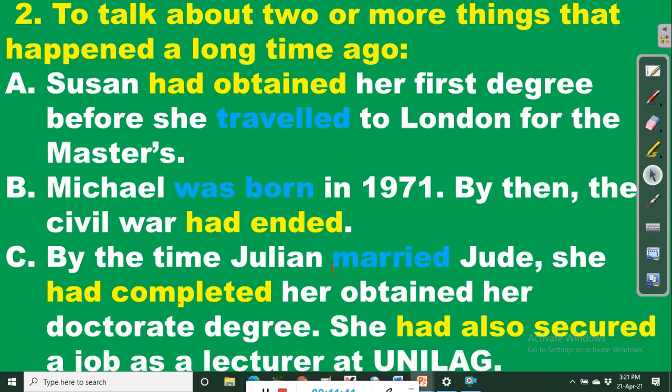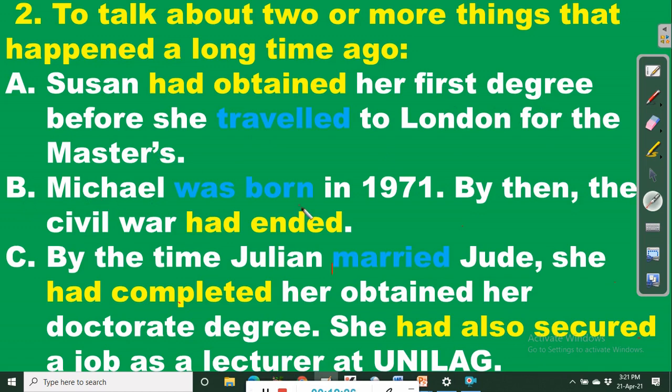All right, then the second thing is that we can use the past perfect tense to talk about two or more things that happened a long time ago. All right. For example, well, let me use the highlighter here. Now, Susan had obtained her first degree before she traveled to London for the masters. You know, she had obtained her first degree. That's the first thing that happened before she traveled to London for the masters.